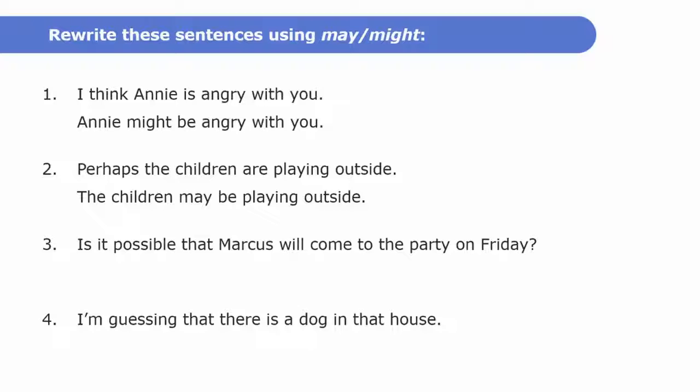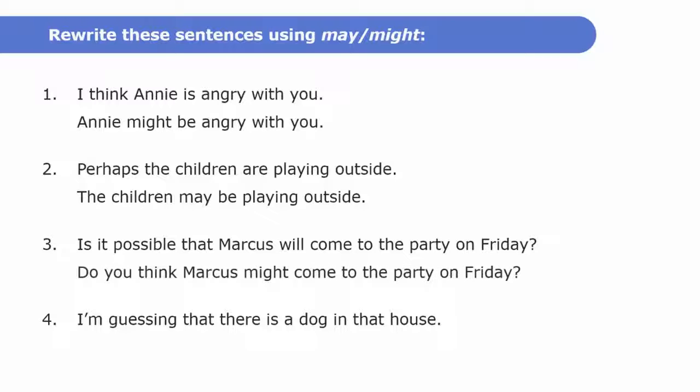Number 3, is it possible that Marcus will come to the party on Friday? The correct way to make this a question is to use do you think. So, do you think Marcus might come to the party on Friday? Now, in this sentence, you can also use will. So you can say, do you think Marcus will come to the party on Friday? That's also okay. All right, and the last one, I'm guessing that there is a dog in that house. The correct answer, there might be a dog in that house, or there may be a dog in that house.